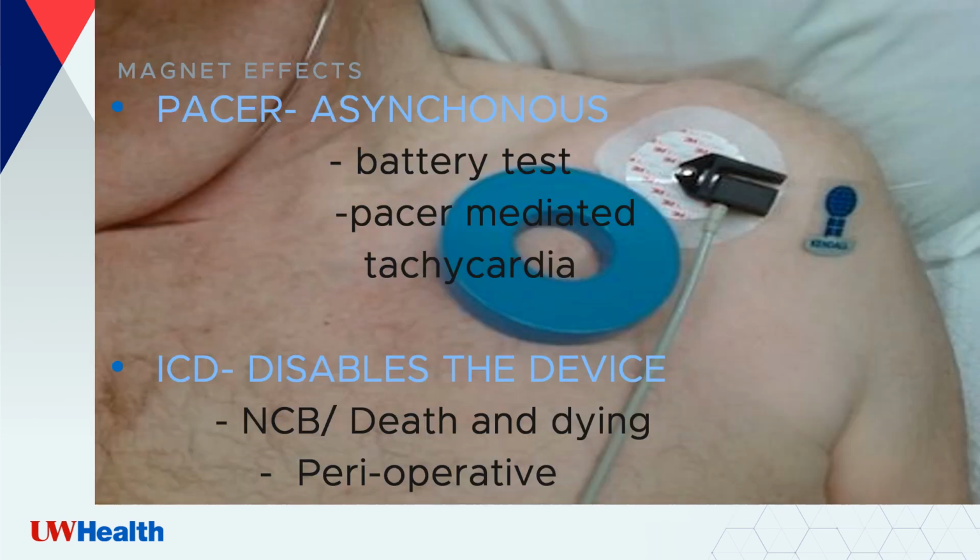Just a couple of reminders when we think about the magnet. This magnet is located in all of the crash carts on the bottom. Some units do have them outside of the crash cart that utilize it a little bit more frequently. But the two things to think about: if I were to put a magnet on a pacemaker, it will pace them asynchronously, meaning at a set rate, maybe 70 beats per minute. We use this a lot for battery testing or pacer-mediated tachycardia.